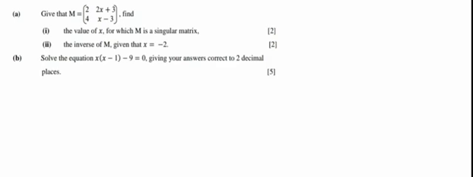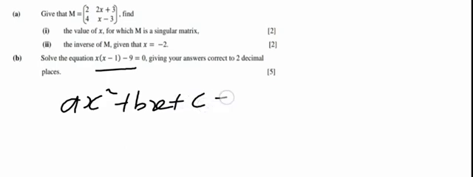So question B is saying, solve the equation x open bracket x minus 1 close bracket minus 9 is equal to 0. Giving your answers correct to 2 decimal places, 5 marks. So this one carries a lot of marks. So let's make this one here in the form of ax to the power 2 plus bx plus c is equal to 0. Right?